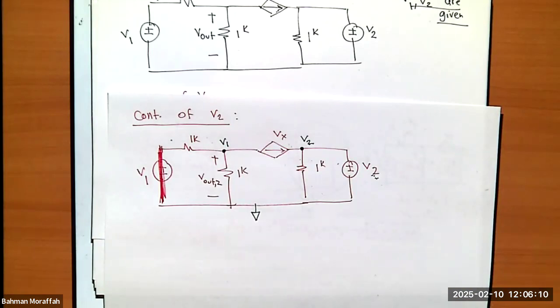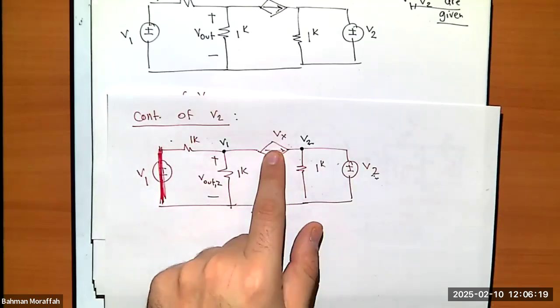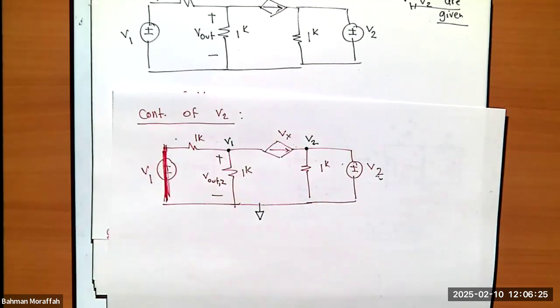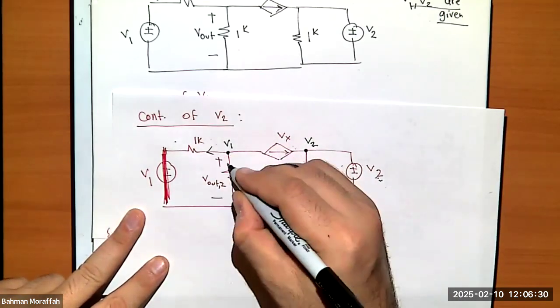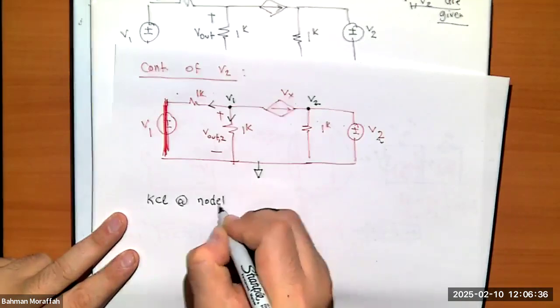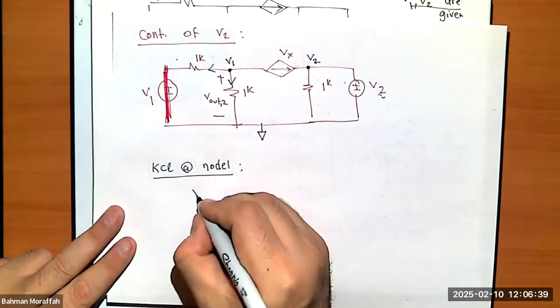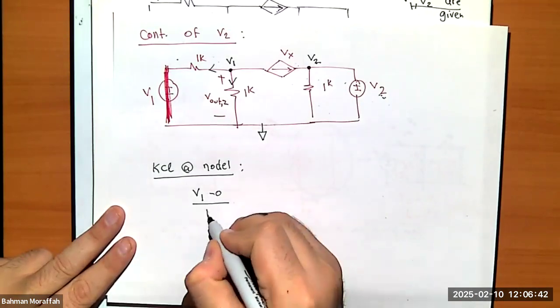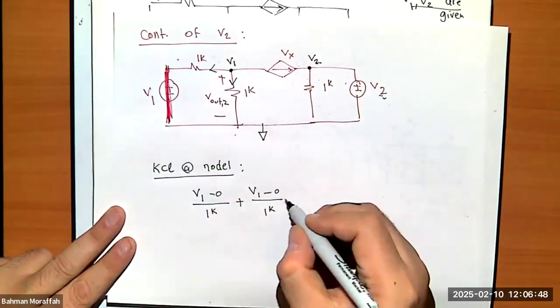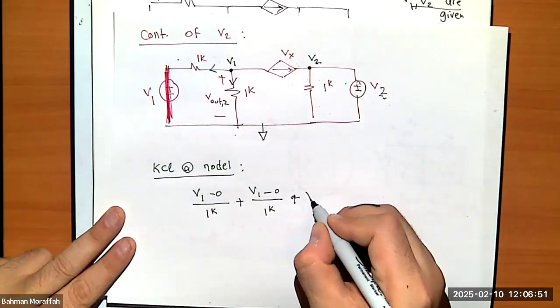I can write KCL at both nodes. Can I though? Yes, this is a current source. Even though its value is being controlled by Vx, essentially this is nothing but a current source. So I can write KCL here. Let's assume everything is going out. So KCL at node 1. That tells us that's V1 minus 0 divided by 1k plus V1 minus 0 divided by 1k right here. That's plus Vx, that should be 0.